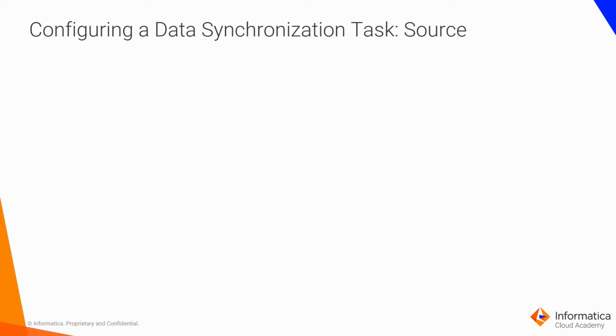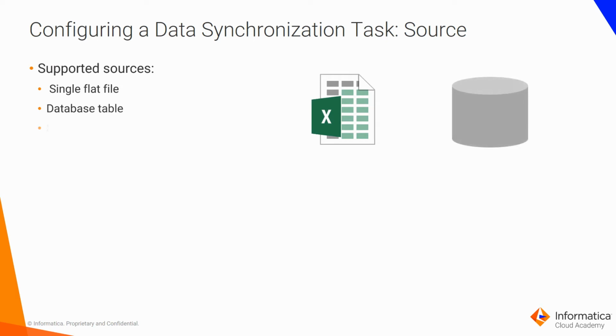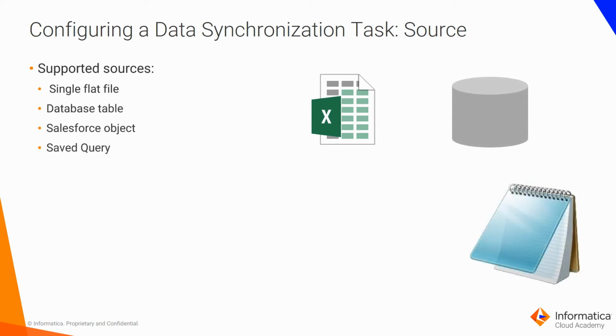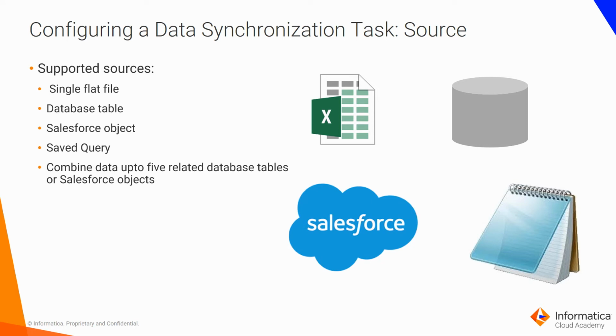After you have defined the operation that your task is going to perform, you would then choose a source for your data synchronization task. Your source could be a single flat file, a database table, a Salesforce object, or a custom source object, which is also called a saved query. Lastly, you do have the ability to combine data from up to 5 database tables or Salesforce objects.